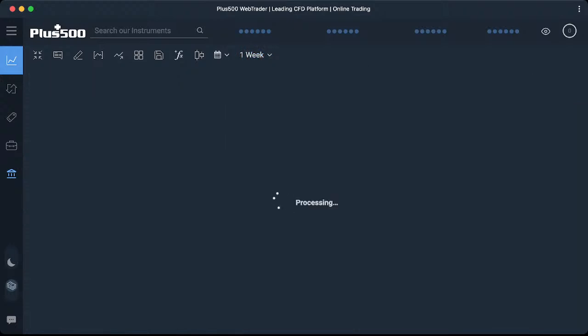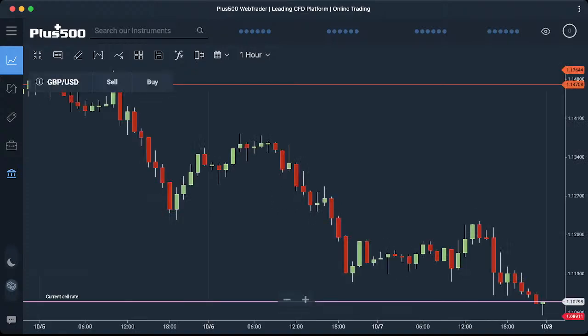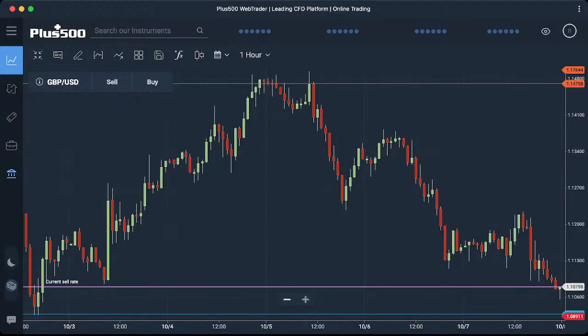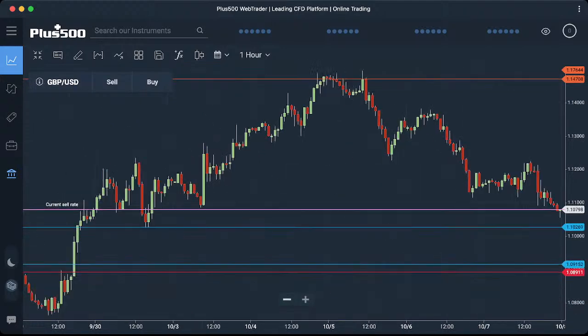Okay, and I think this is the end of this forecast for the week starting 10th of October.